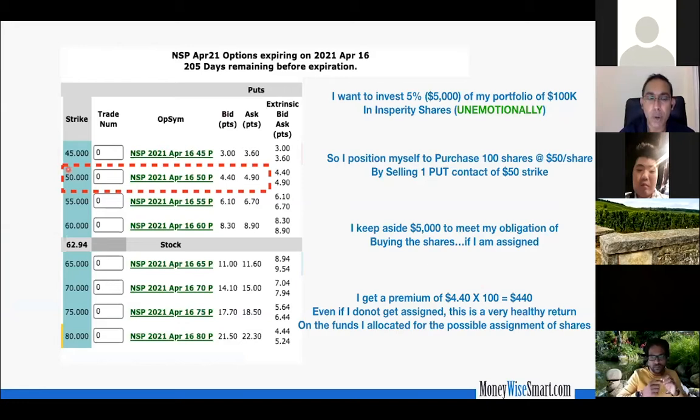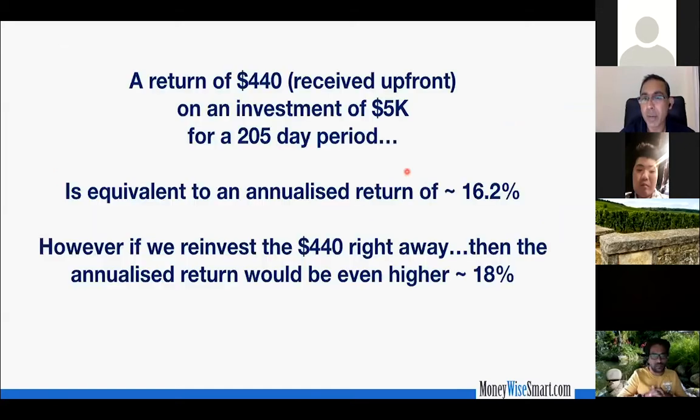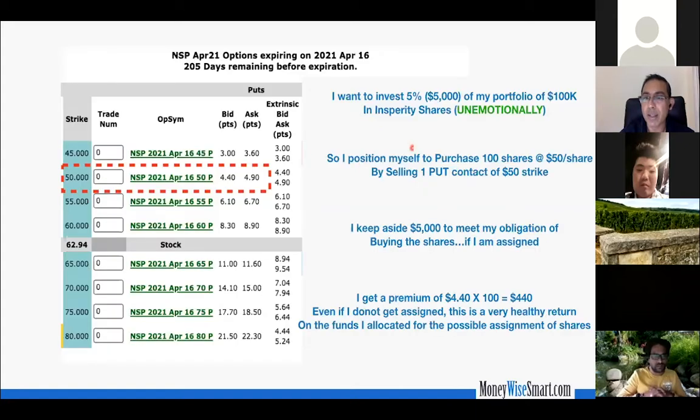So I have looked at the $50 strike put of NSP expiring in 205 days. And I want to invest, you remember the model portfolio of $100,000, 5% of that, which is $5,000 of my model portfolio, in Expiry unemotionally. That is the important thing, so that it's part of my system. So what I do is I position myself to purchase 100 shares at $50.